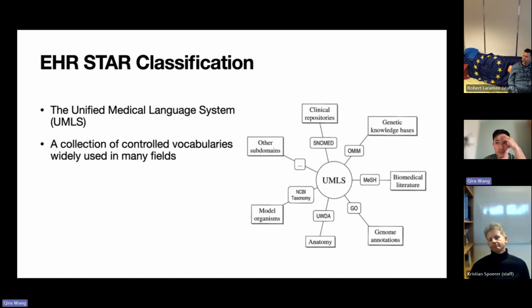Actually, I saw a few papers cited EHR-star. They are already using UMLS, so that's a good start.